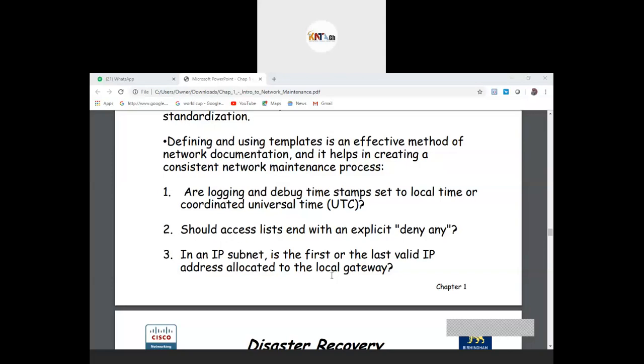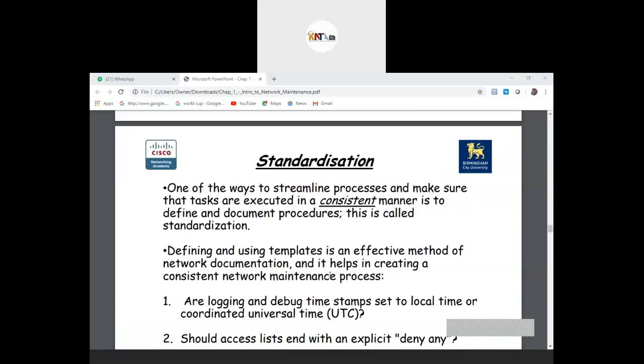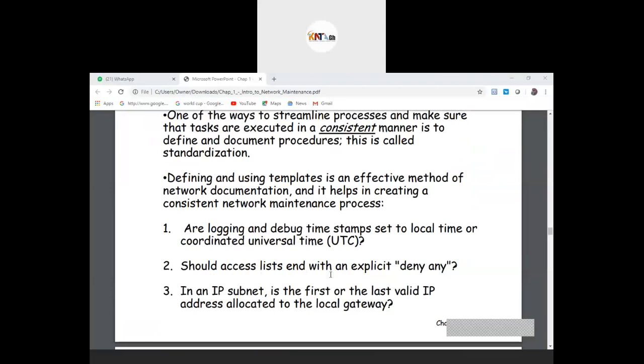Or in an IP subnet, is the first and last valid IP address allocated to the local gateway? That one must also be answered as a standard.